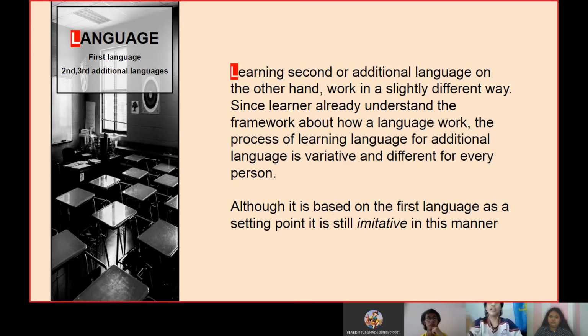Learning a second or additional language, on the other hand, works in a slightly different manner. Since learners already understand the framework of how language works, the process of learning an additional language is variable and different for every person, because different people have different needs and different purposes for learning an additional language. So in this way, imitation is not always the main way to do so. Although it is based on the first language as a starting point, it is still imitative in this manner. Next slide.